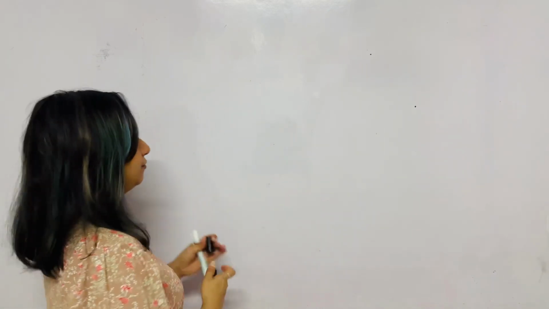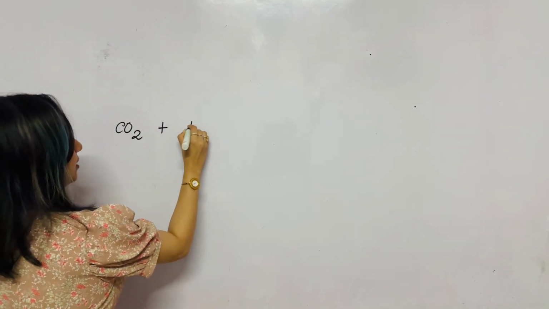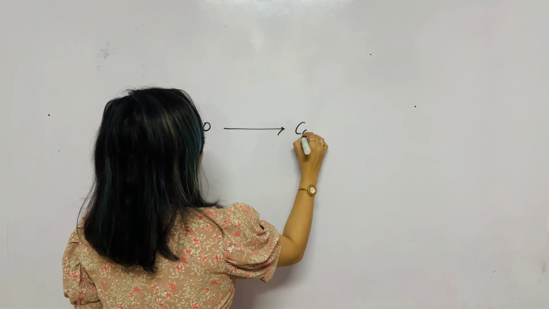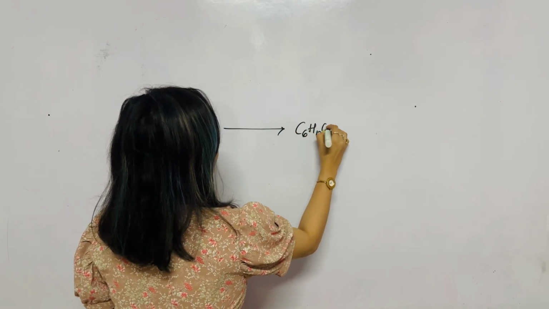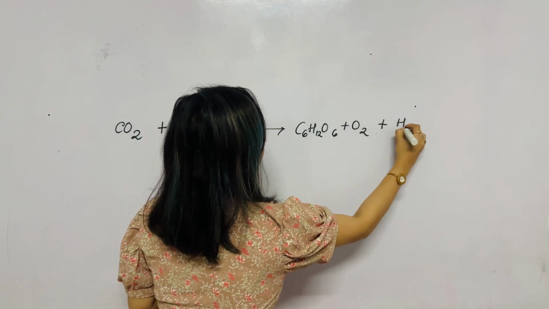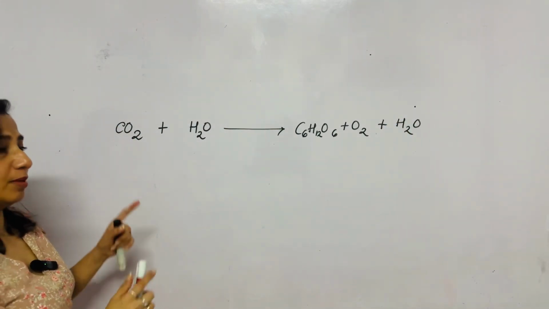So when we talk about photosynthesis, it is important for us to know that there has been contribution of a lot of scientists. Today we write the equation of photosynthesis as carbon dioxide plus water yields what? Glucose, isn't it?